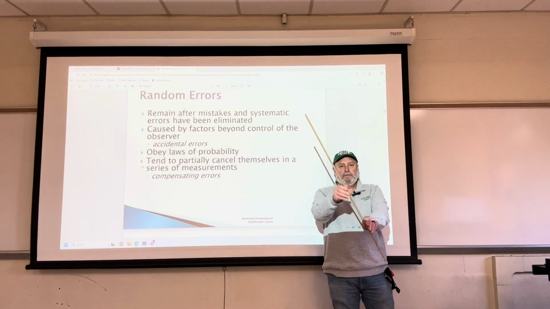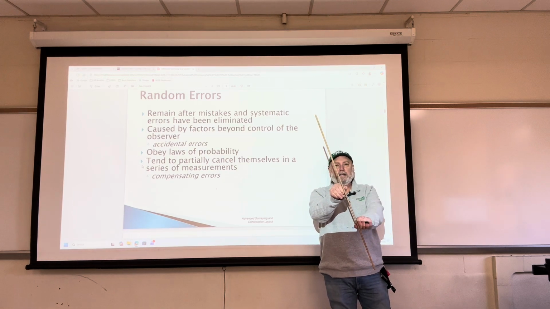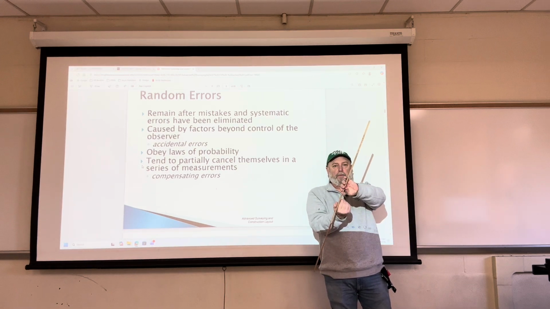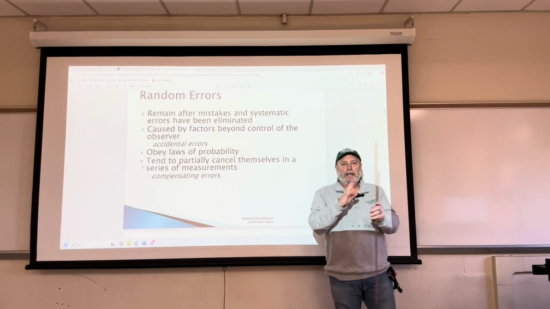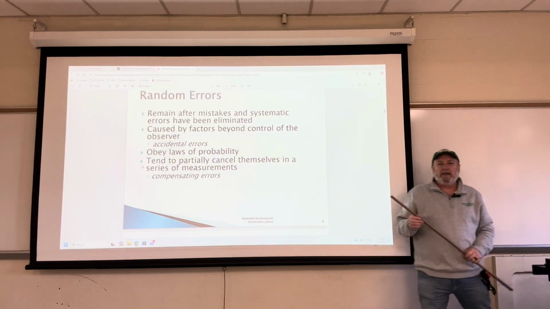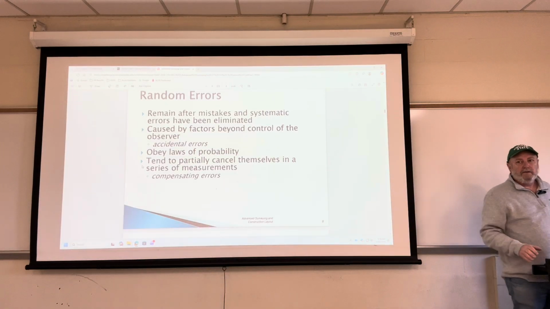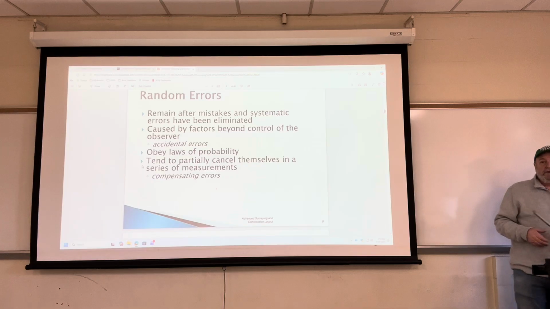kind of exaggerating, leaning this way, when you flop your scope, it's going to read the other way. Take the average of those two, and it would cancel each other out. That would be a compensating error, just as a quick example. Any questions so far?